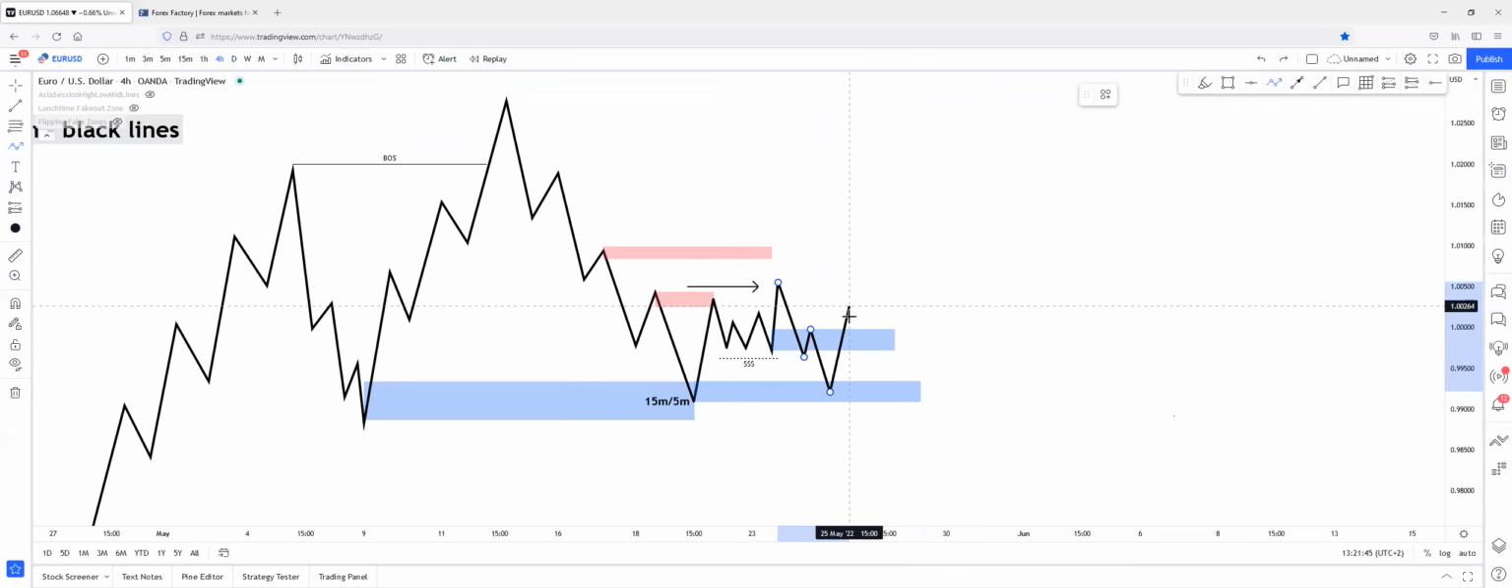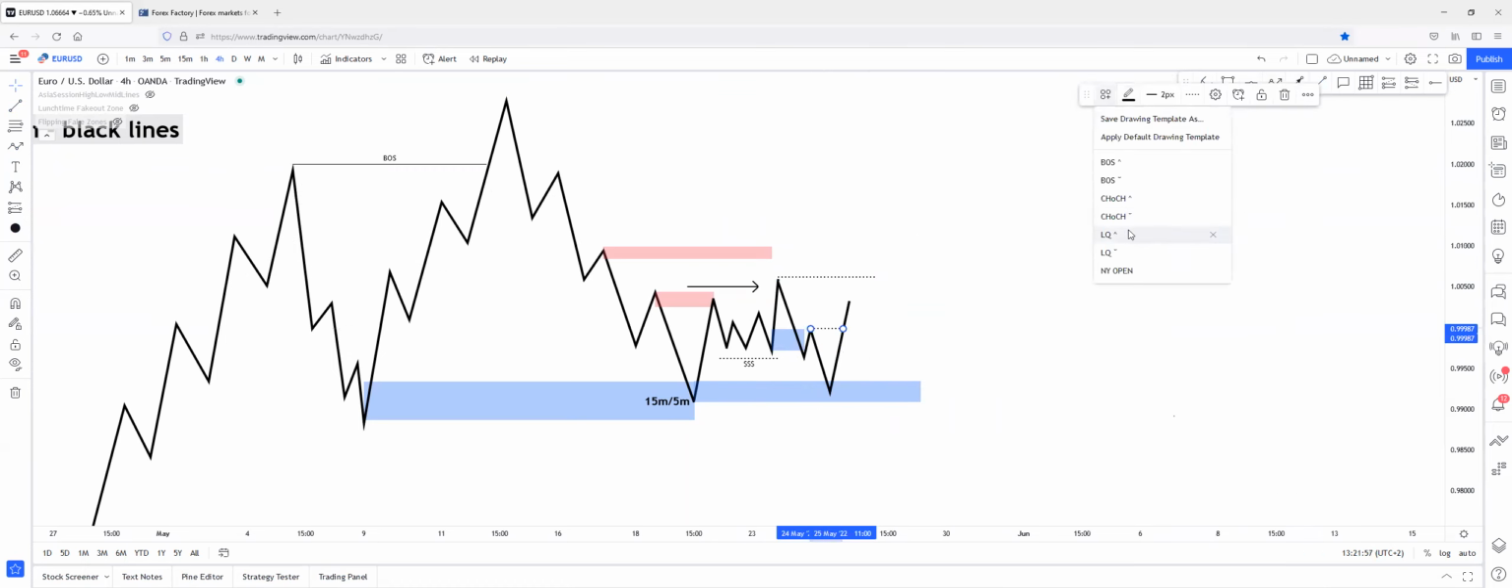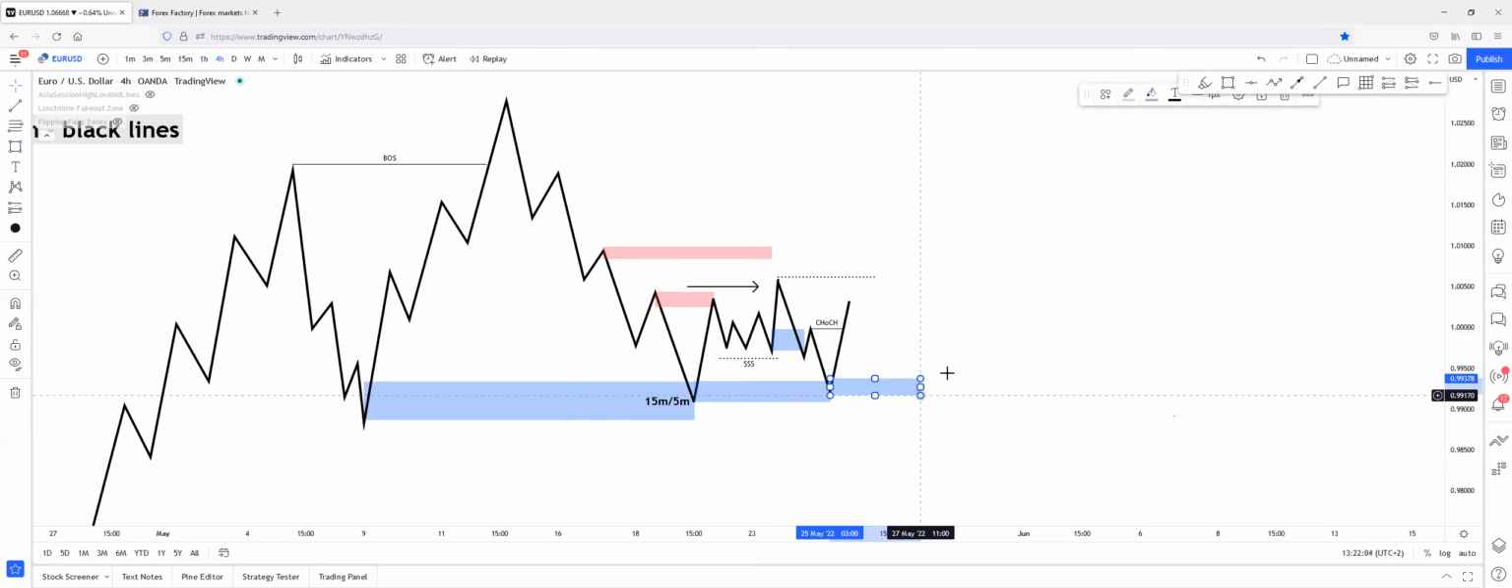If this POI is being confirmed, and for example price creates a change of character right here, it doesn't have to break the swing structure. It doesn't have to break above the swing structure. It can simply change character right here on the less recent structural point. Then this will be confirmed, and there will be a new demand zone that has caused the change of character. Basically, all of the POIs are being confirmed here.